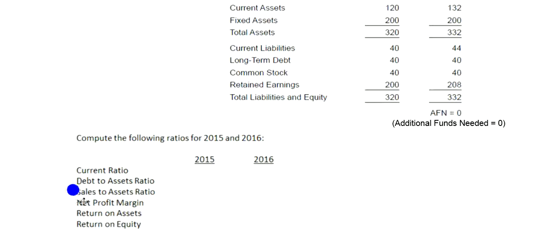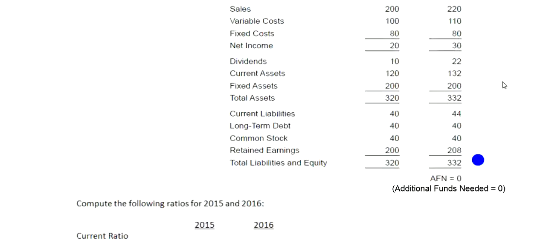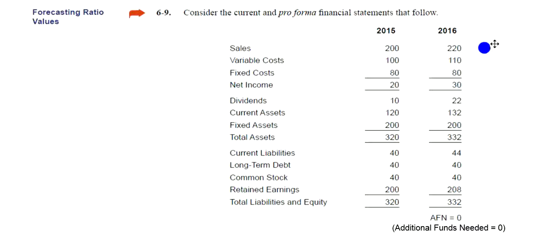So we're going to compute 1, 2, 3, 4, 5, 6 ratios. So what I'm going to do is help you compute the ratios for 2015, and then I'm going to let you do 2016 on your own based on the pro forma numbers here on your right. I'm going to use the current figures on the left.